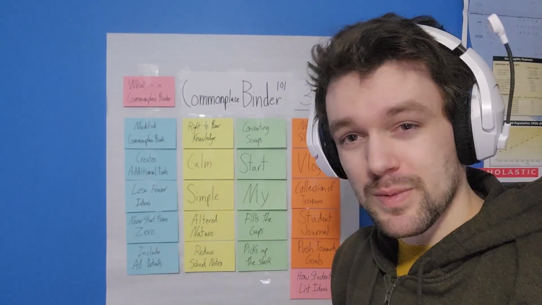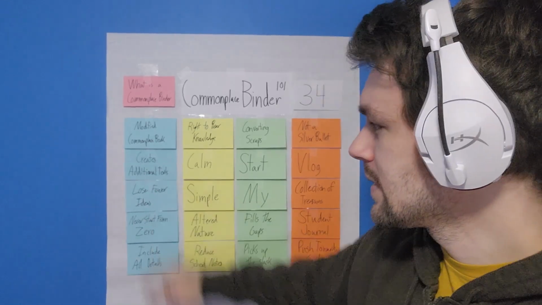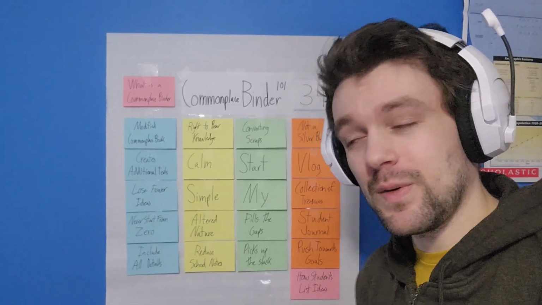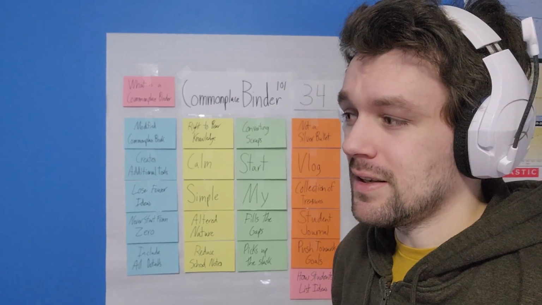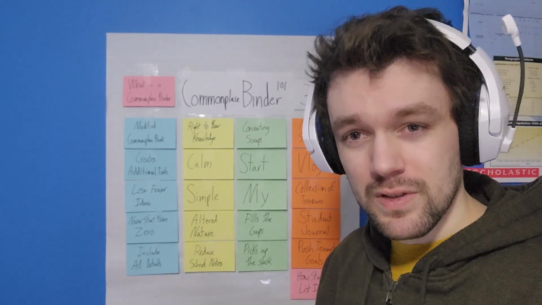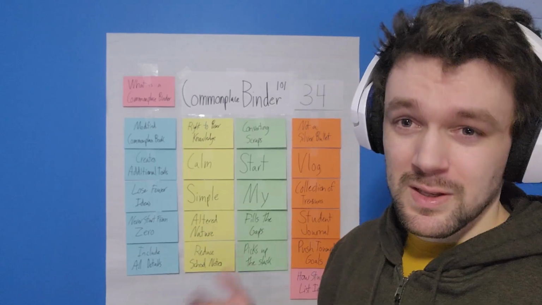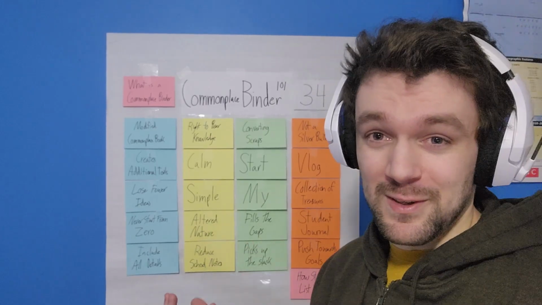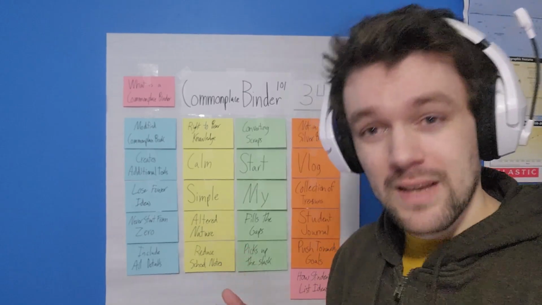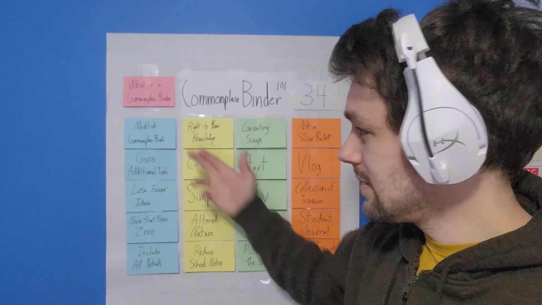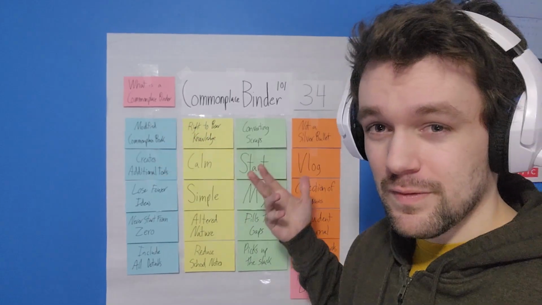Yeah, modified Commonplace book. We kind of did that. Creates additional tools. Now, if you have a thing which fills in all the gaps, it might be you have a gap which is unfilled, not because the thing doesn't exist, but because you just don't have a planner, or you don't have a journal, or you don't have a to-do list. And so if you don't have those things, this can just kind of fill that gap.